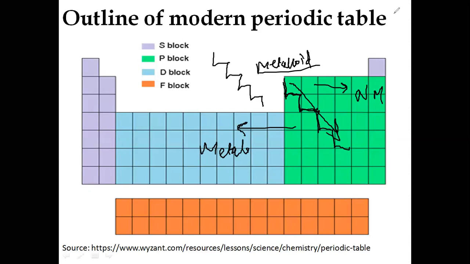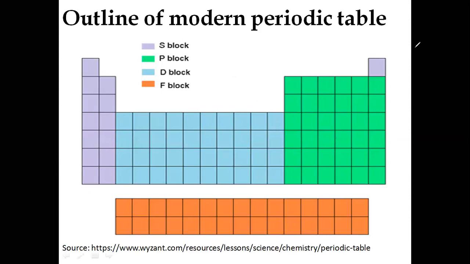And what are the positions? S block at the left corner, P block at the right corner, D at middle, and F at the bottom. So now, what are the names of the elements? Remember, the elements which are present in S block and P block, those elements are called as normal elements.